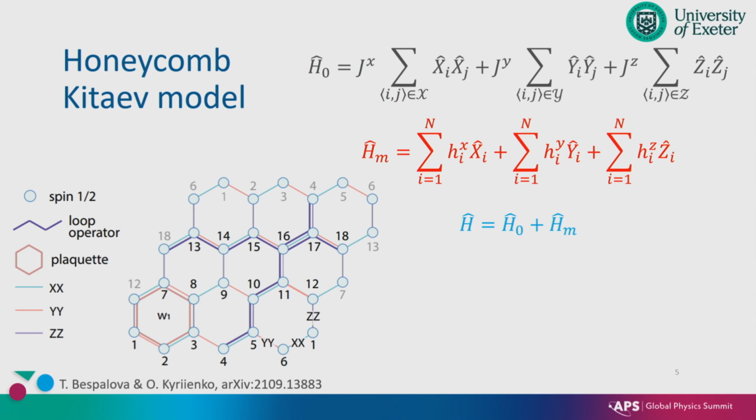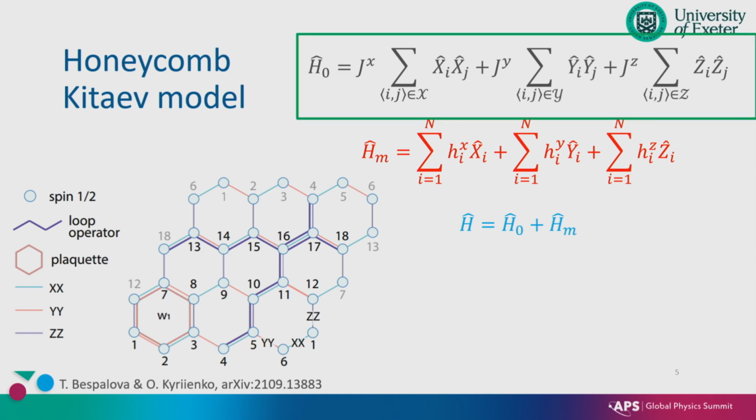So the honeycomb Kitaev model is a model for the Kitaev spin liquid on a honeycomb lattice. What you essentially have is a set of spins connected by bonds in different directions. So you have X, Y, and Z bonds. And then you have these hexagons, which form a plaquette, and you have these bonds between them.